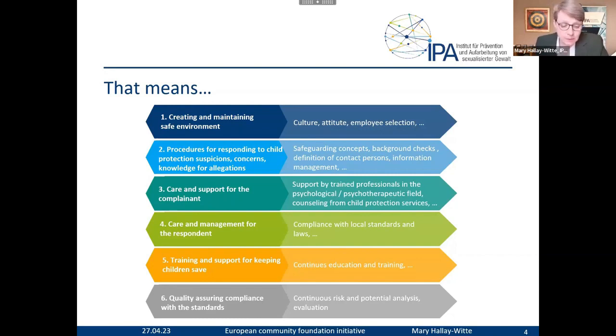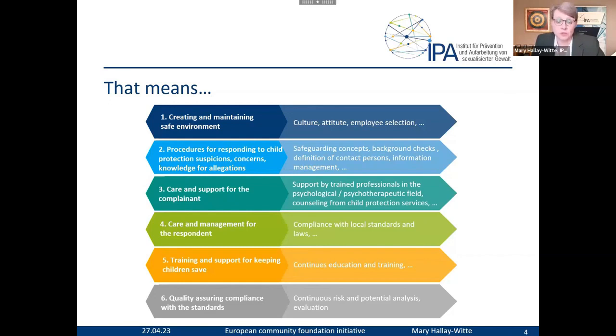Instruments here are the reflection of the attitude, the reflection of culture, careful selection of staff, risk assessment. Second, procedures for responding to suspicions, concerns, findings, or even allegations. If a foundation develops structures and procedures and clear processes for dealing with suspicions and concerns, it has a higher quality of work that is done there.